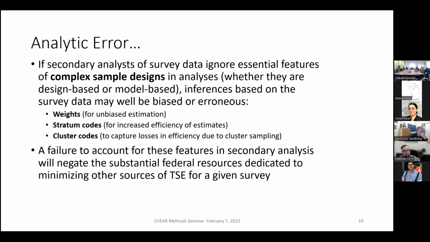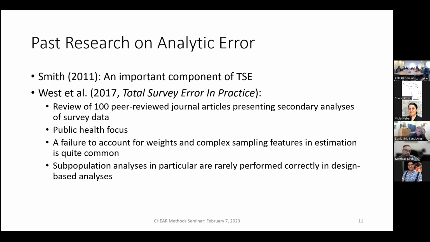And a failure to account for these features can negate the substantial resources that are dedicated to minimizing these other sources of error for any given survey. Survey data collection is very expensive. And it turns out that analytic error can be one of the bigger players in erroneous survey estimates relative to what data sets are actually produced. So analytic error has become a focus of research in recent years. Tom Smith, in a 2011 paper, again, also at the end of the slides, was the first to really say that analytic error should be an important component of the total survey error framework.